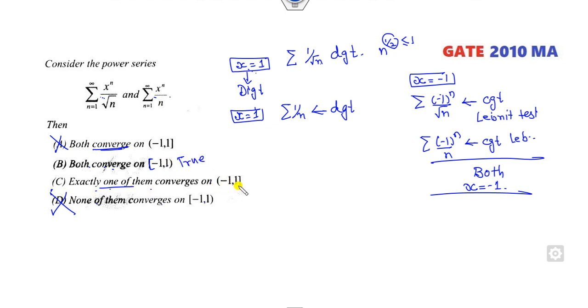Exactly one of them converges on the closed interval at 1. So you can see exactly one, but none of them is convergent. So this option is cancelled. The right option is only B, my right answer.